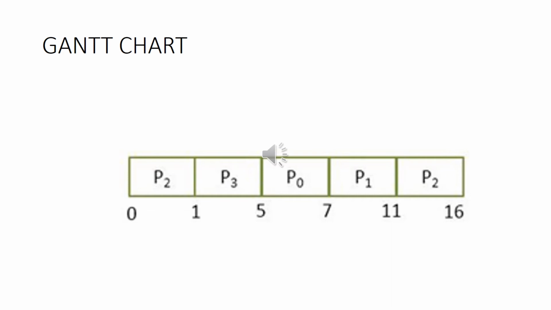Sometimes they will ask you to draw the Gantt chart for each algorithm, and this is the chart which shows how the processor is allocated to the CPU for execution. In the algorithm we have seen that at time equal to 0, P2 came, and P2 was the first process to appear for execution. So the CPU starts execution of P2. The execution continues up to t equal to 1.